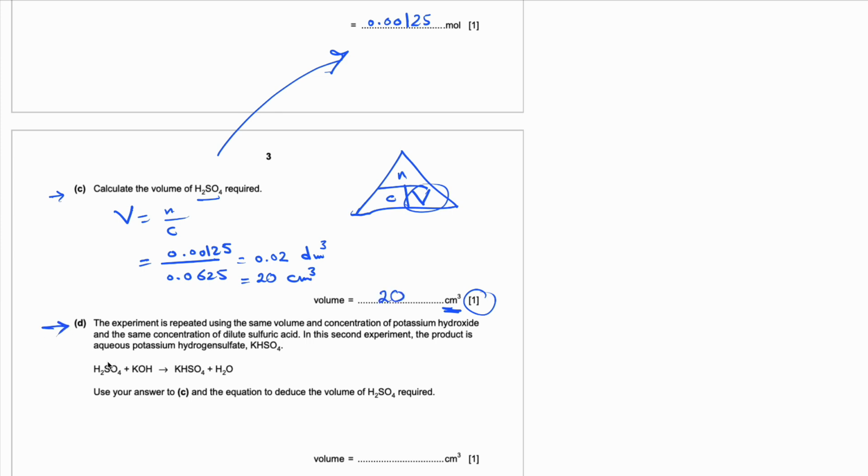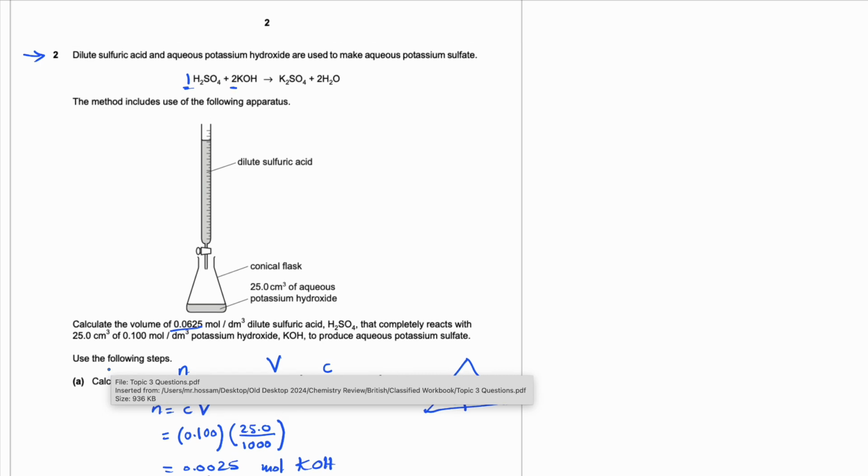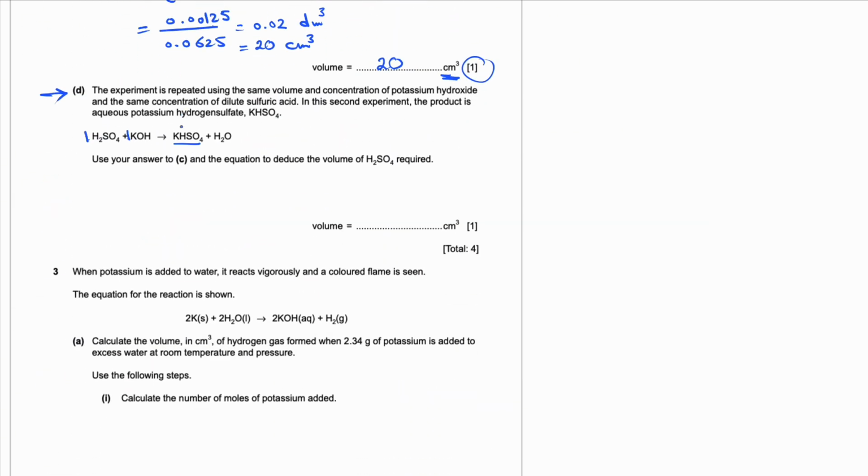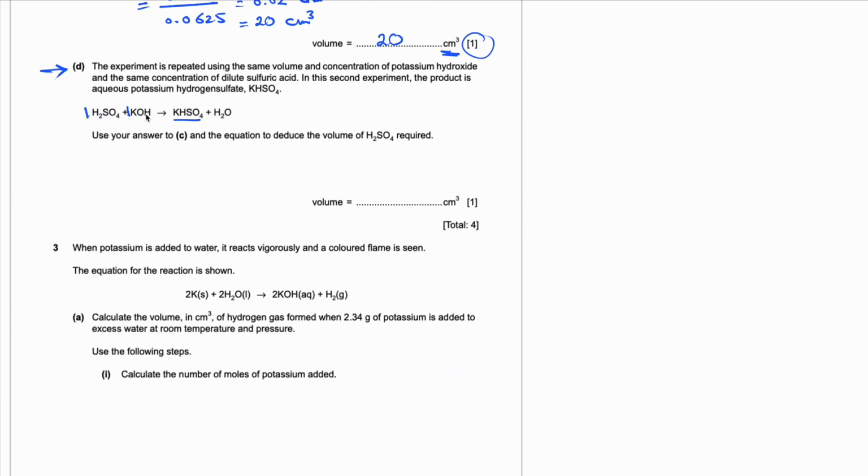Question D. He's simply telling you that we are going to keep everything the same, except here the product is going to be potassium hydrogen sulfate, and that makes the ratio between the sulfuric acid and the base 1 to 1. So it's not like the previous ratio, because the product now is different. Look at the previous ratio, it was 1 to 2. So now, since the product has been changed in that question, we're going to change the ratio. So now the amount of potassium hydroxide is going to be exactly the same amount of sulfuric acid.